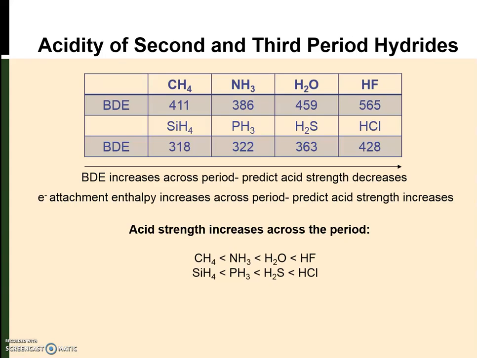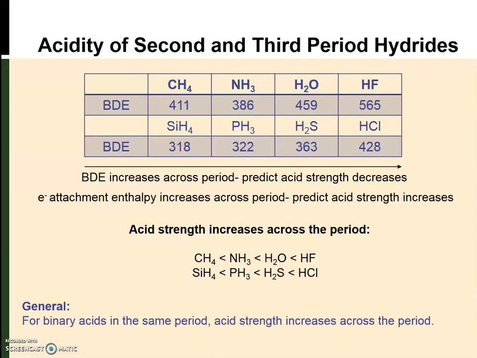Now again, the reasoning for this is that the change in the electron attachment enthalpy is much larger than the change in the bond dissociation energy, and so it's the factor that predominates the acid strength. So generally speaking, for binary acids that are in the same period, acid strength is going to increase across the period.